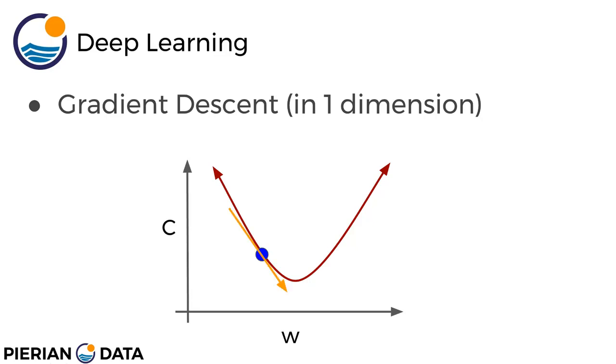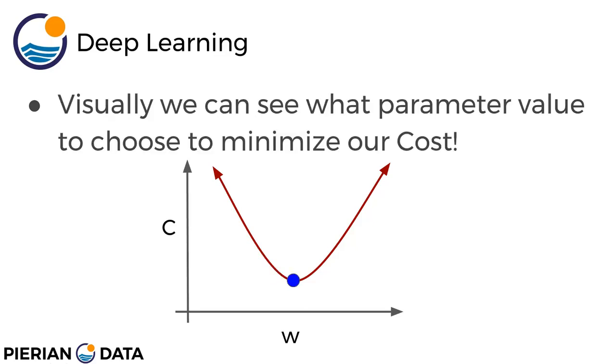So the way gradient descent works, in just a high-level overview, is that you end up taking the gradient, which we know is the derivative of the function at that point, and then seeing which way it goes in the negative direction. And then we end up taking a descent step by step along that gradient until we finally get that minimum in our cost. So we see here just visually what the parameter value to choose to minimize our cost is.